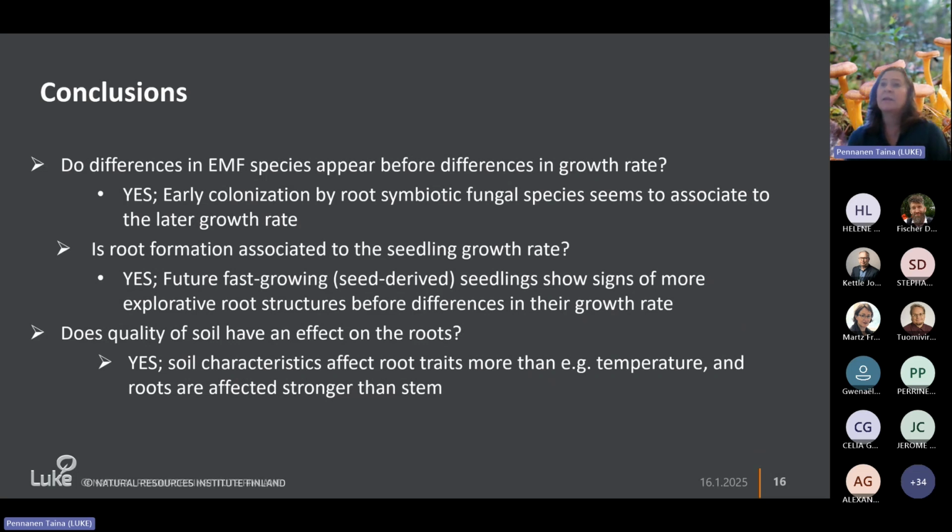And then the second question related to root formation. It also looked like the future fast-growing ones have signs of more explorative root structures before differences in their growth rate appear. And then what we also found is that the quality of the soil has a big effect on the roots.